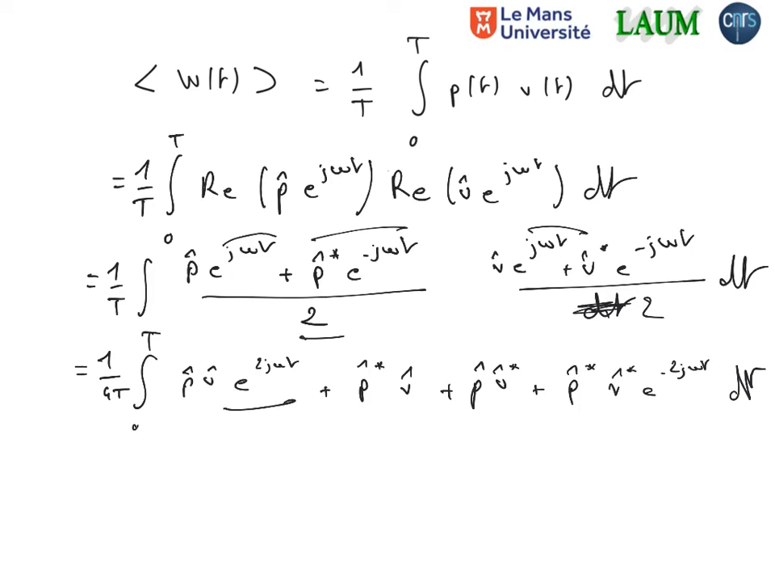In the integral we have two terms that are trigonometric functions of circular frequency 2 omega, and these two terms integrate to 0. The remaining term is constant, and then we can rewrite it very easily: this is 1 over 4T times the constant function multiplied by T.